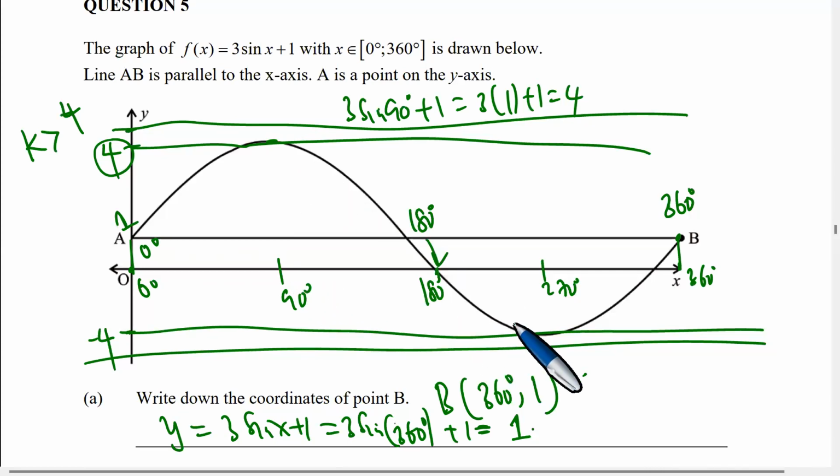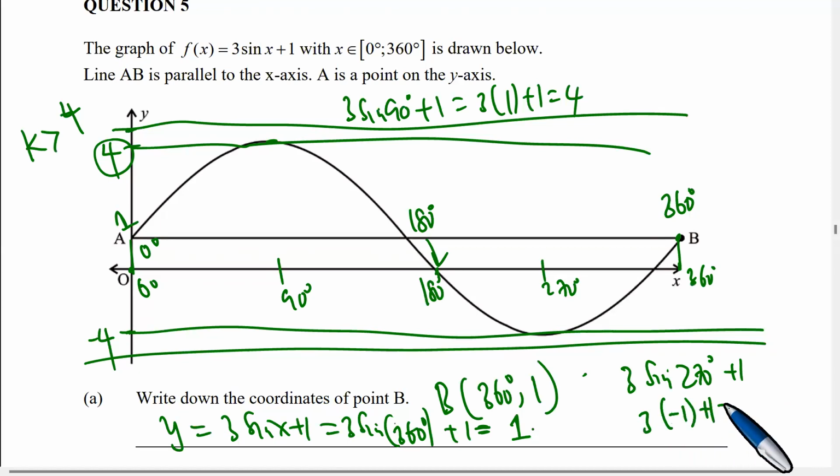It's at 270 degrees, let's see. If you do 3 times the sine of 270 degrees plus 1, which is 3 into minus 1 plus 1, which is minus 3 plus 1, which is minus 2. So in other words, at 270 it's going to be at minus 2. Because 270 is allowed, it's between 0 and 360, it's going to be at minus 2. If it's at minus 2 at 270, what more are we going to have?